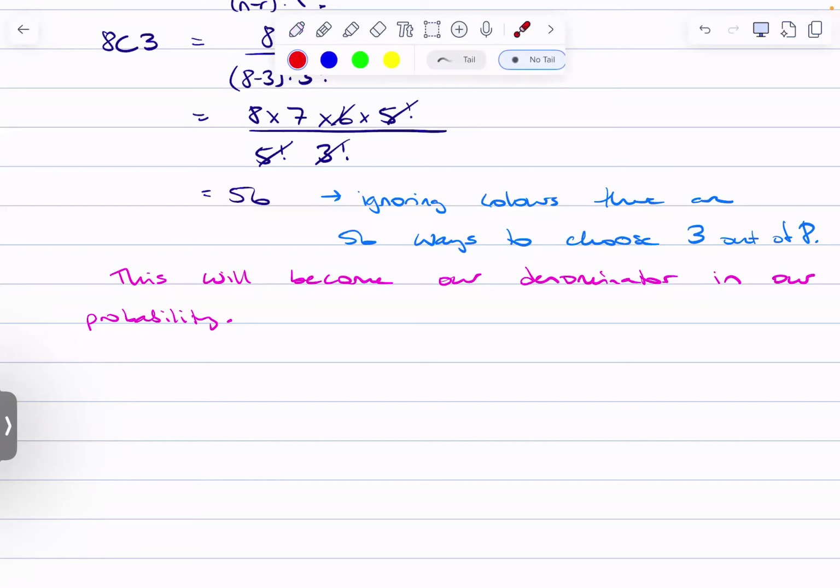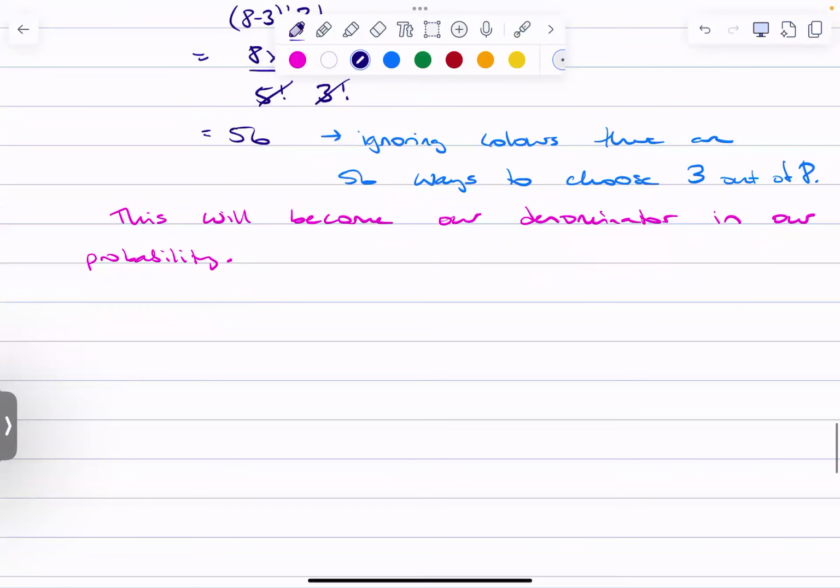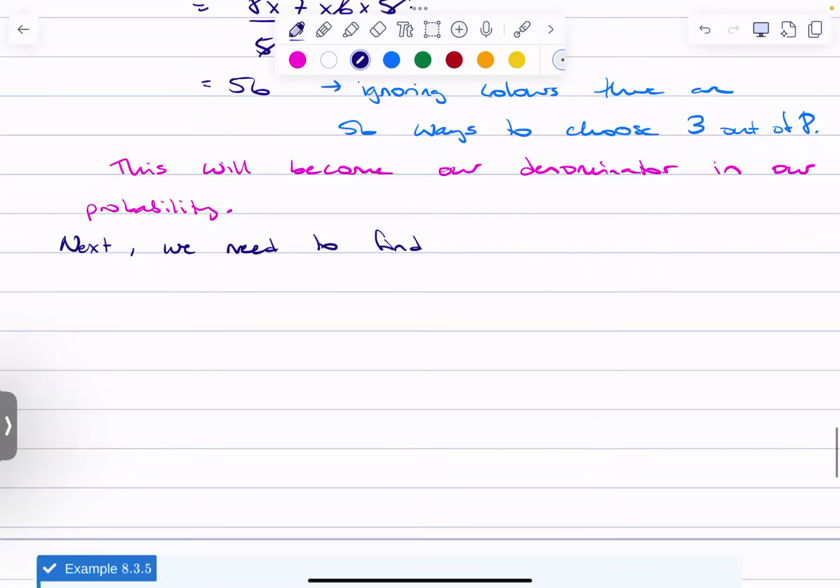And now we want to figure out, well, how many ways satisfy the one that we're interested in? So next, we need to find the number of ways to pick the three of interest.